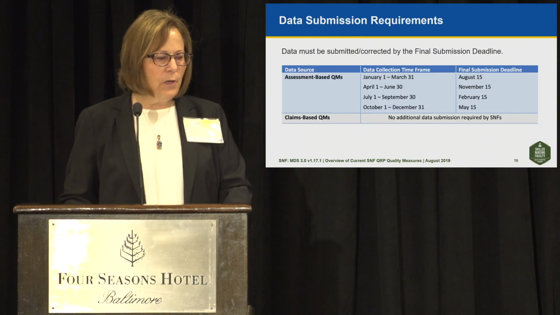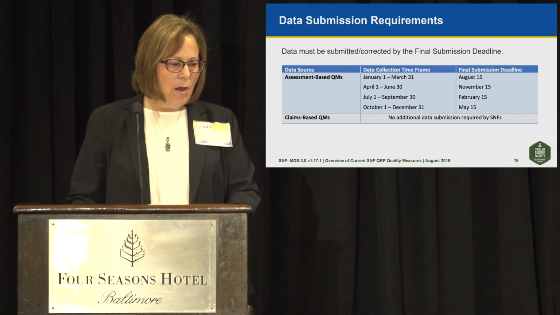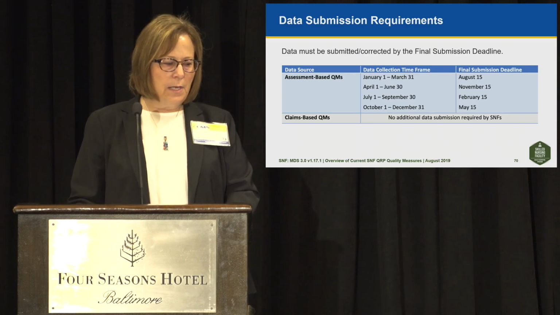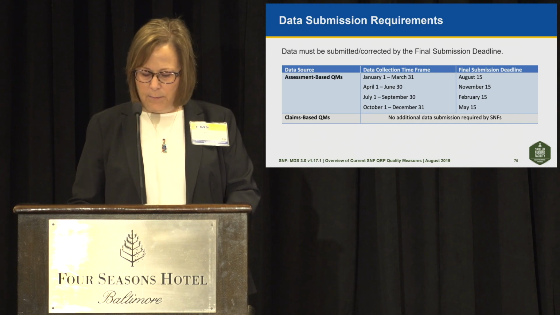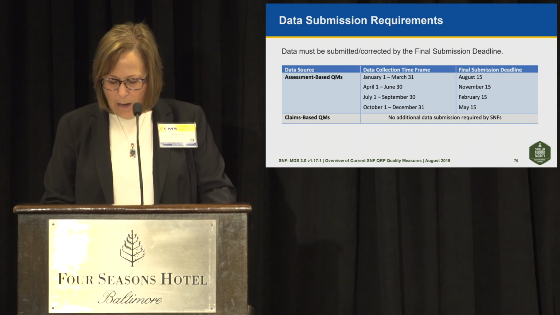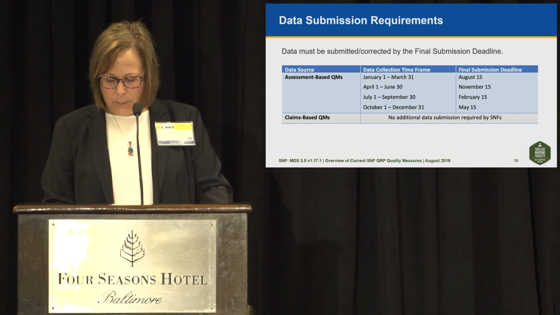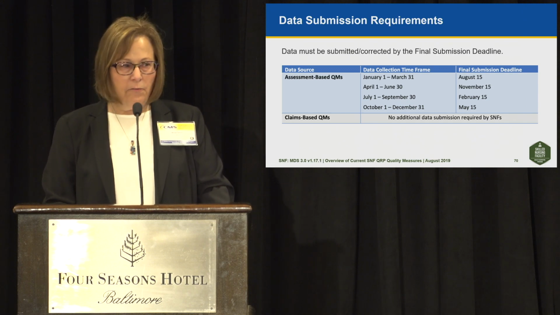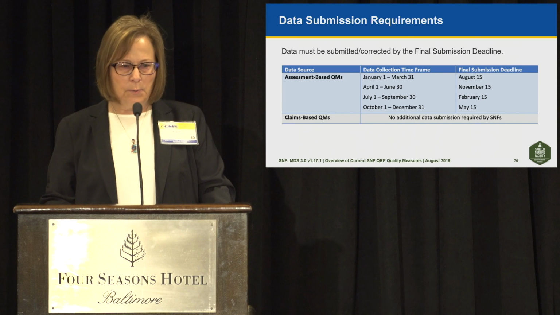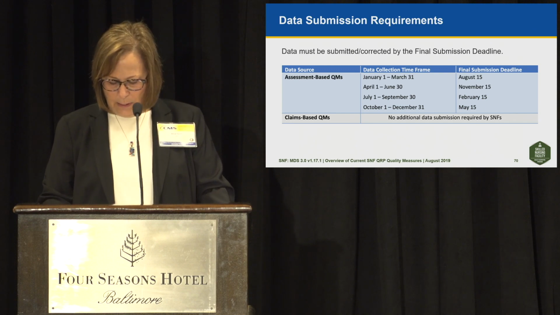The data submission requirements for the SNF QRP are quarterly data submission deadlines: January through March, April through June, July through September, and October through December. Remember, there is a final submission deadline for each of the quarters. All MDS data must be finalized prior to the final submission deadline for compliance calculations, as well as reporting on Nursing Home Compare. Rarely, there are exceptions to the deadlines, for example, a natural disaster.